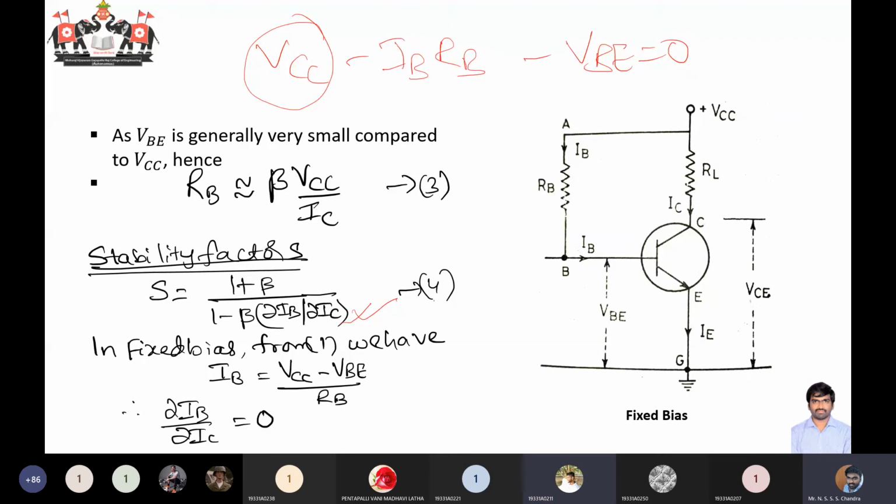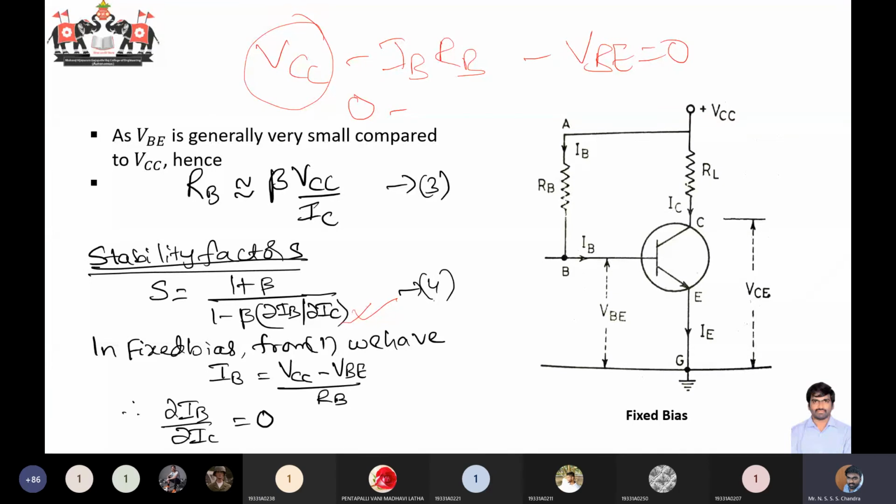Supply voltage is a constant value or a variable voltage? Constant value. So if you are differentiating a constant value, what's the value? 0. So if you are differentiating with respect to IC, this value will be equal to 0.